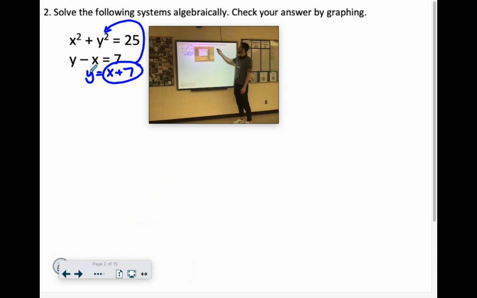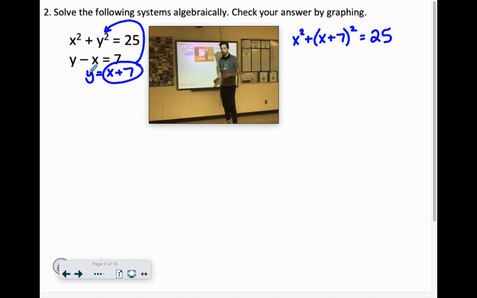Now we can use this in the other equation and substitute that in for y. So it would look like this. X squared plus, here's our new y, x plus 7 squared equals 25. Remember your goal, we're trying to narrow down our variables. So now we have all x's.